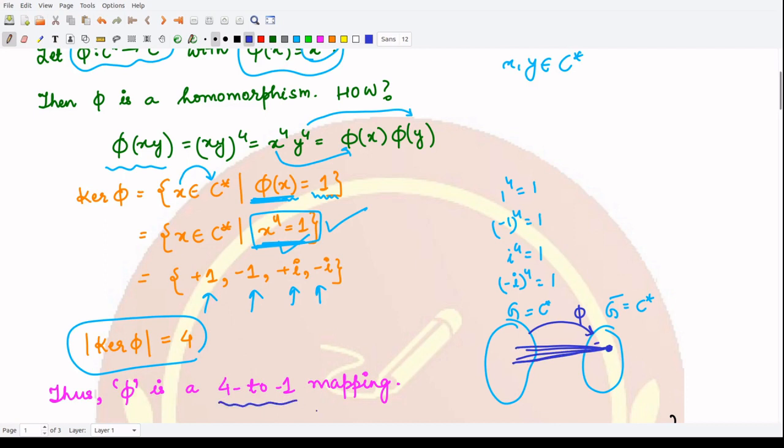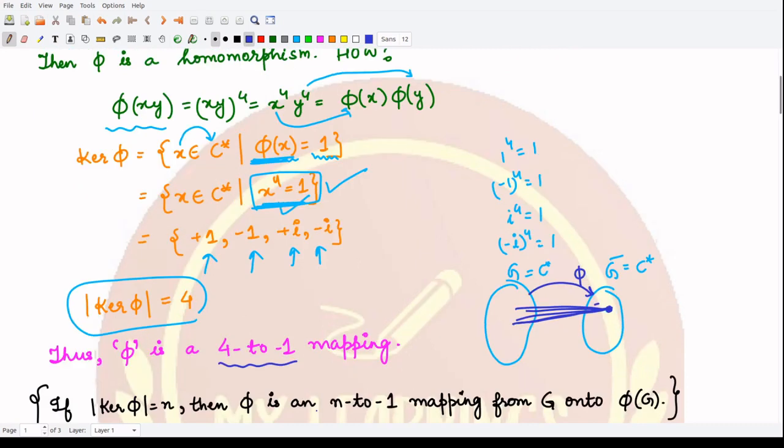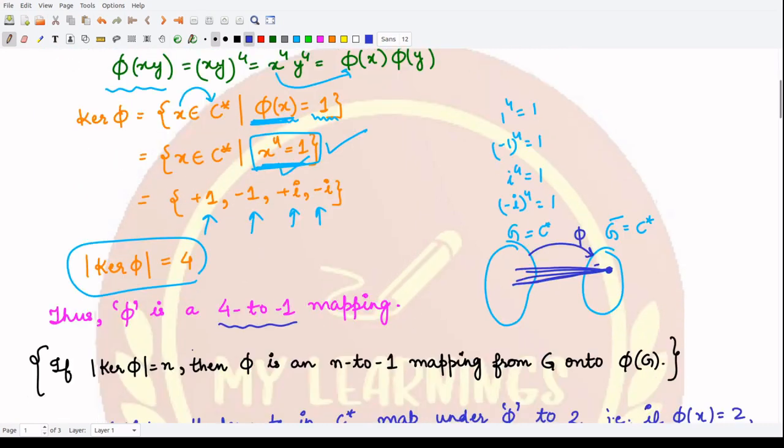How are we sure it is a 4 to 1 mapping? Because we have a property relating to that. This property tells you that if the kernel of phi contains n elements, then this mapping would be an n to 1 mapping. Now, because the kernel contains 4 elements, it is a 4 to 1 mapping.